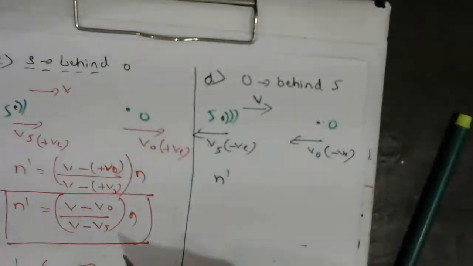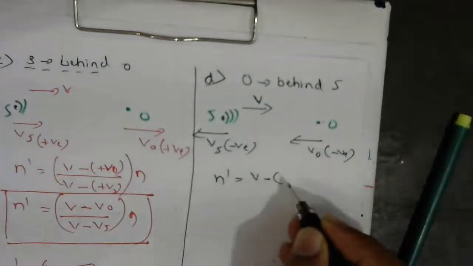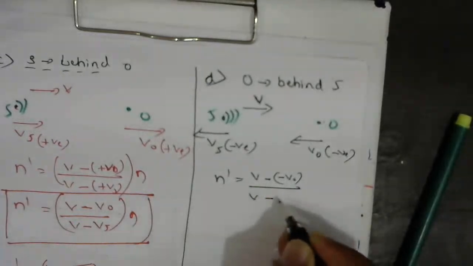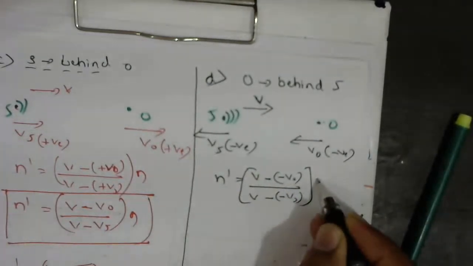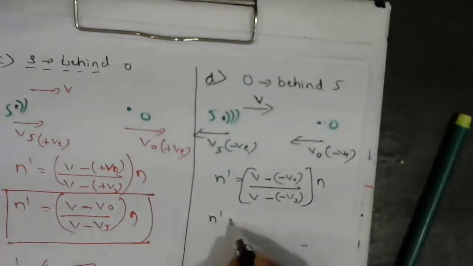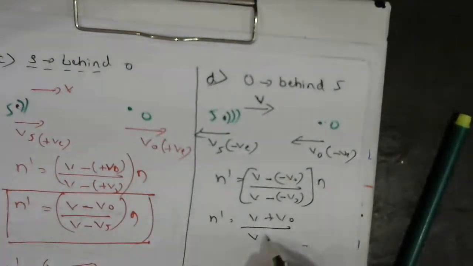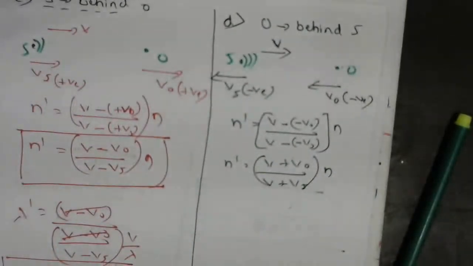Yes. Apparent frequency is equal to V minus, into bracket, what you have to take? Minus V naught. V minus of minus Vs. Correct? Standard formula I am using. In that case, sign convention applying. n dash is equal to V minus of minus plus V naught, V plus Vs, into bracket n.